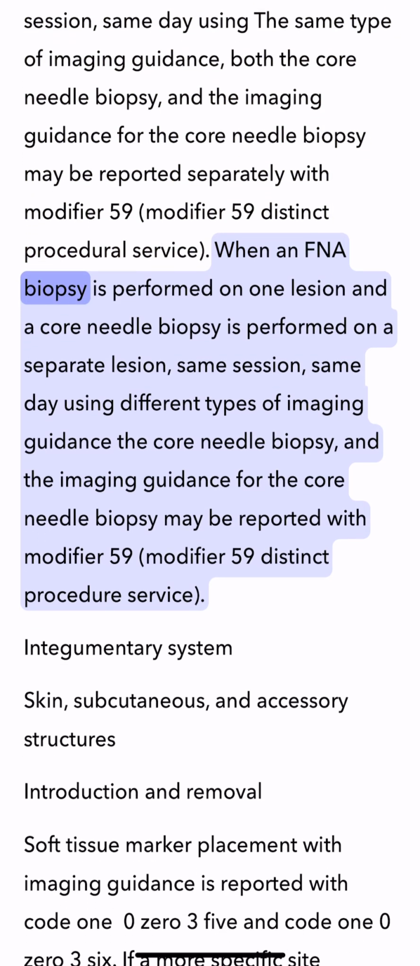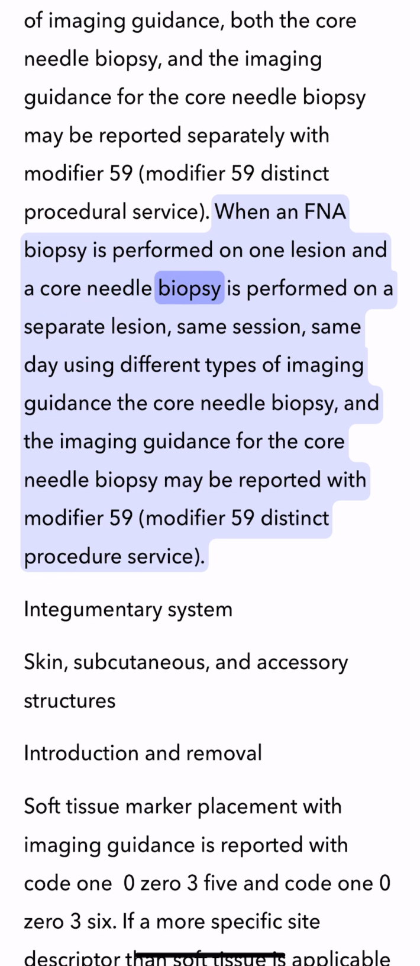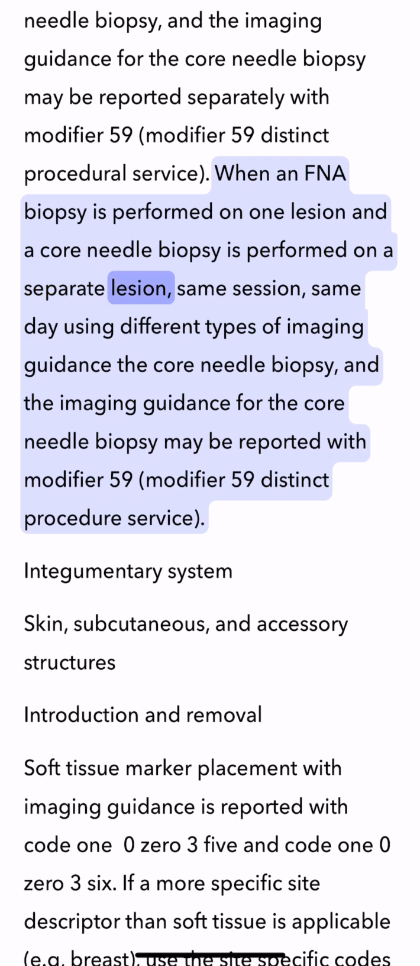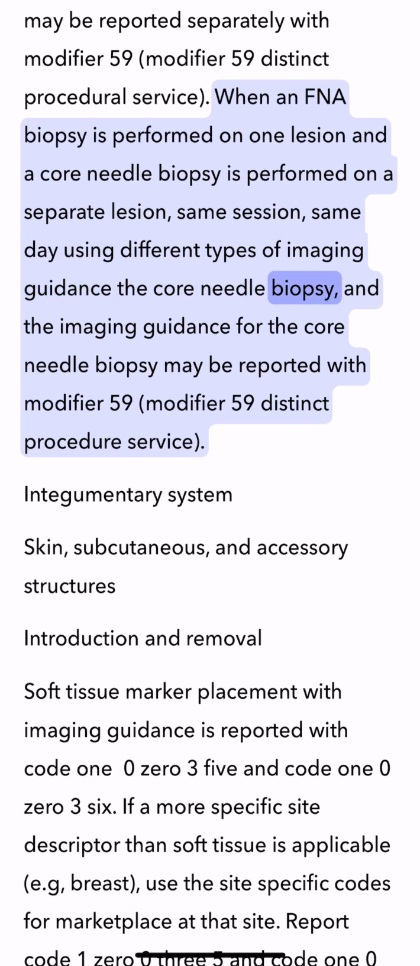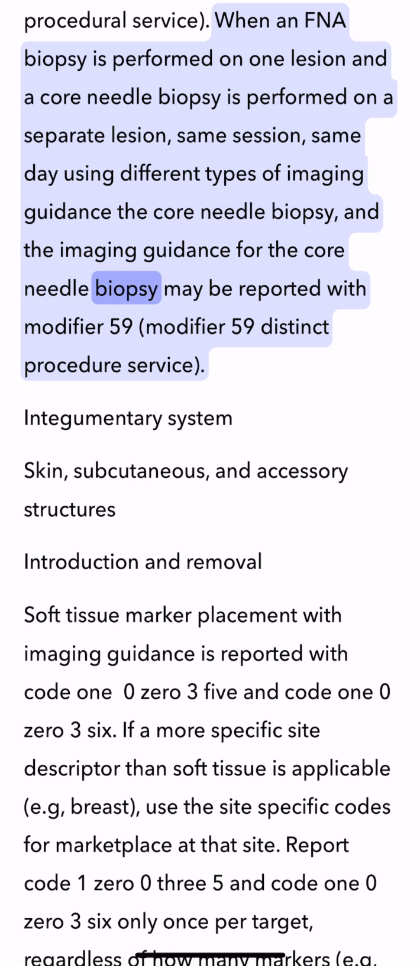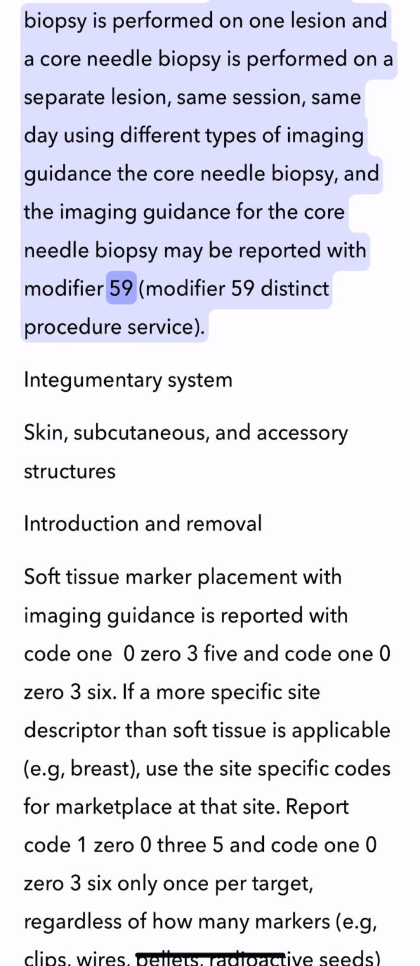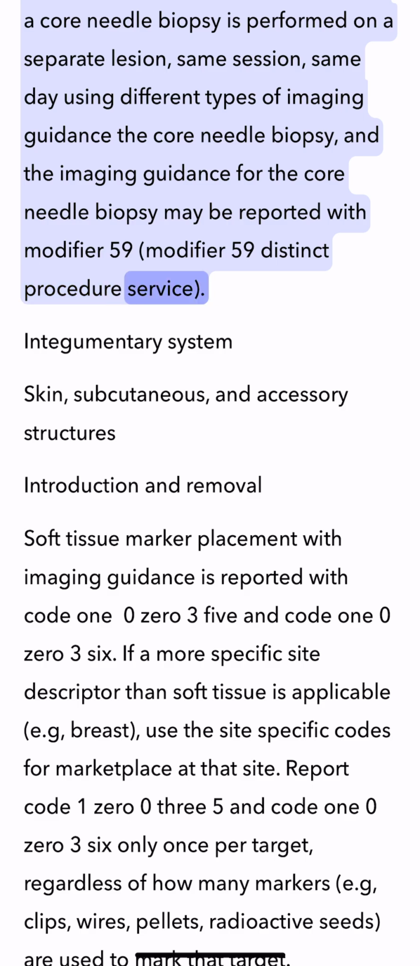When an FNA biopsy is performed on one lesion and a core needle biopsy is performed on a separate lesion, same session, same day using different types of imaging guidance, the core needle biopsy and the imaging guidance for the core needle biopsy may be reported with modifier 59. Modifier 59, distinct procedural service.